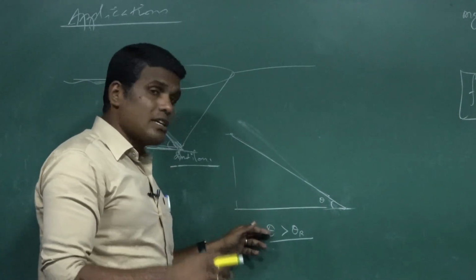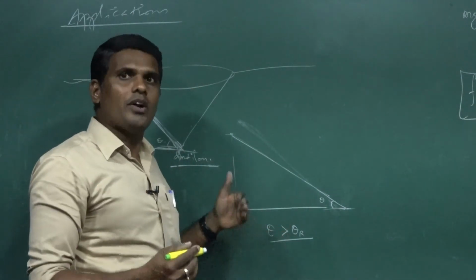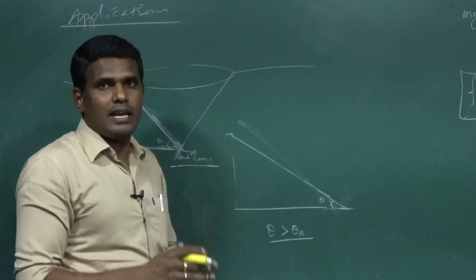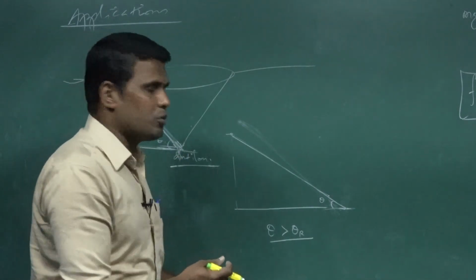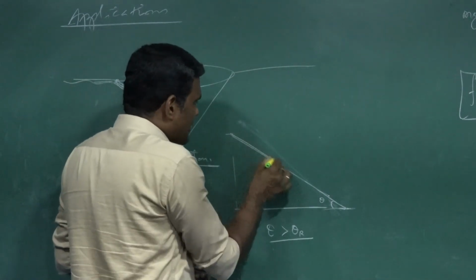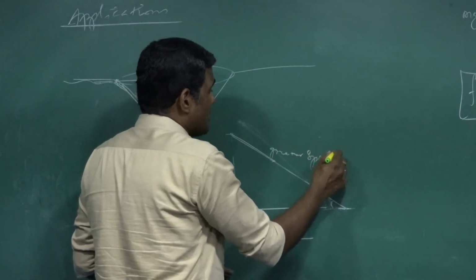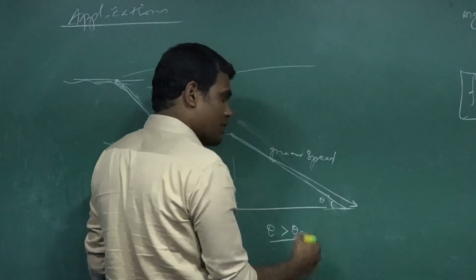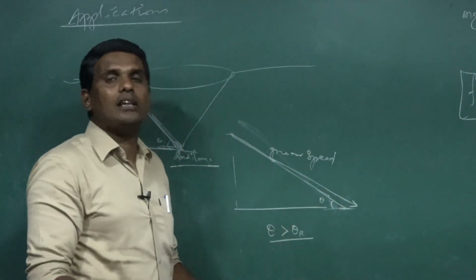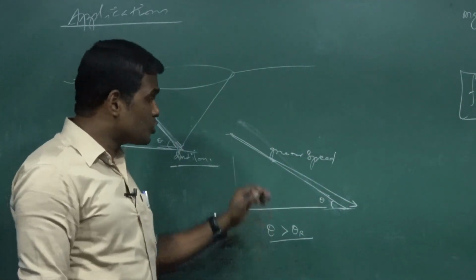If the angle theta is much greater than the angle of repose, what will happen? If it is much larger than the angle of repose, then they will move with greater speed. They will slide with greater speed and reach the bottom with greater speed, and they will hit the ground, so that they will get hurt. So this should not happen.